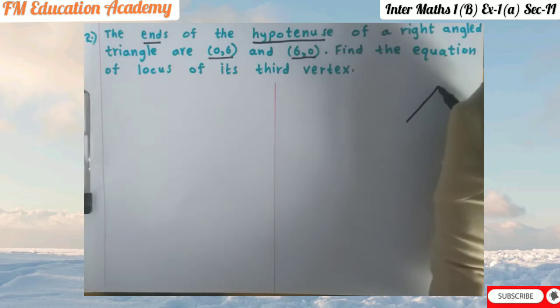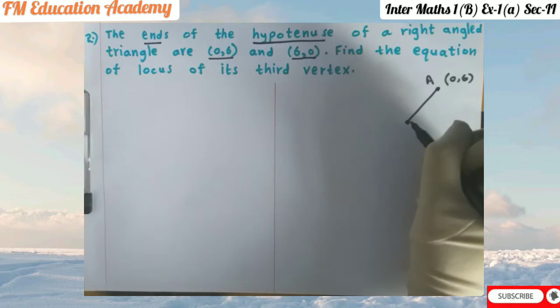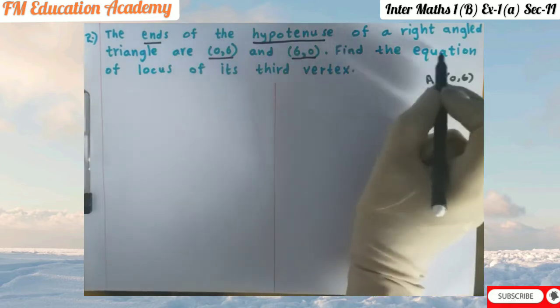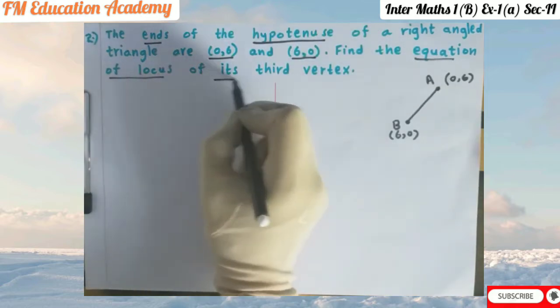The ends of this hypotenuse are (0, 6). Let us suppose that is A, and another end is (6, 0). Let us suppose that is B. Here it is telling to find the equation of locus of its third vertex.